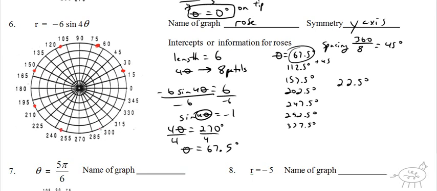292.5 about there, and 337.5 is about there. Okay, so we got our 8 petals, nice, looks nice and symmetrical, and we make a nice sketch here. And again, this is not the order that it's really graphed, but that's fine, as long as you understand that it's not graphed this way. Okay, that's it. That's kind of a nice looking rose. It's an 8 petal rose.